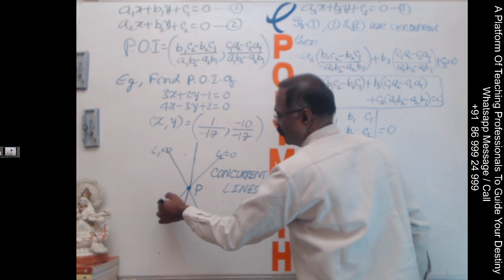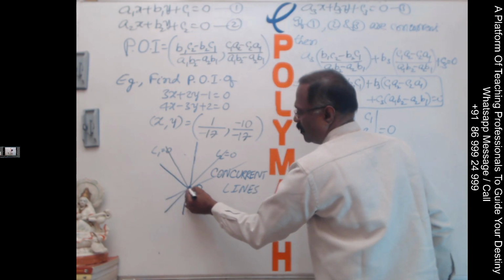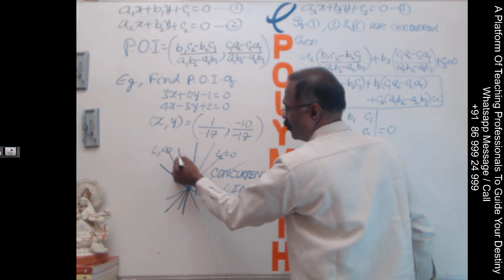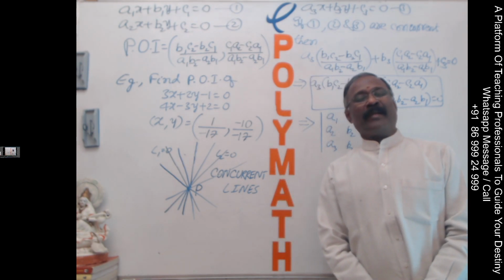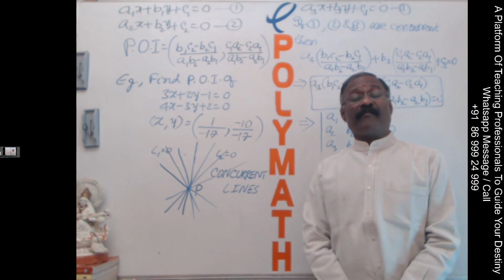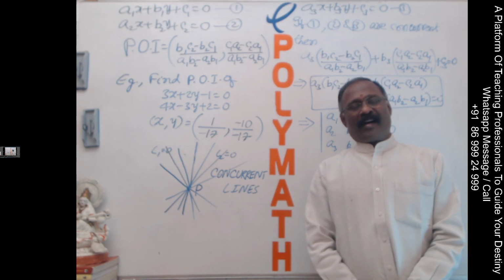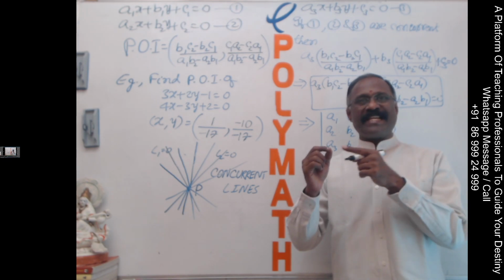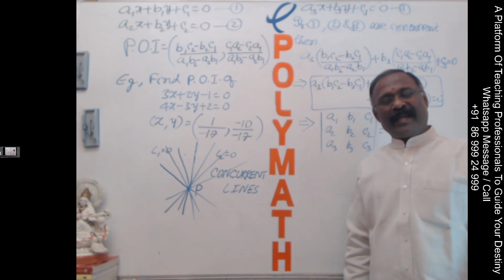You can just check it out. This is one line. This is another line. This is one more line. How many lines can you draw like that? There will be infinitely many lines passing through a point. If you take a point, infinitely many lines will be passing through it. If you take 2 points, only one unique line will be passing through. That's what we learned in the beginning of straight lines.